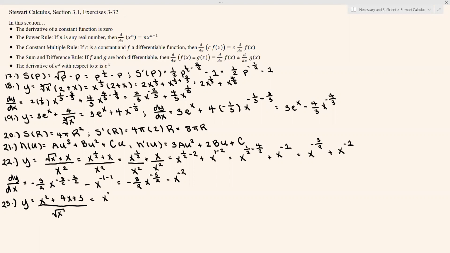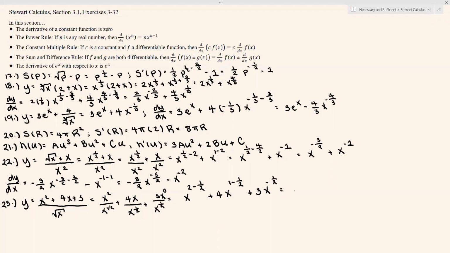So this is x squared over x to the 1/2 plus 4x over x to the 1/2 plus 3 over x to the 1/2. So this is x to the power 2 minus 1/2, my bad, I should write it that way. Plus 4x to the 1 minus 1/2 plus 3x. We can really think of there being an x to the power 0 here. So 0 minus 1/2, that becomes negative 1/2.